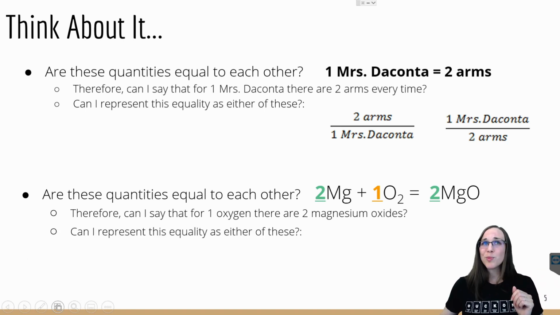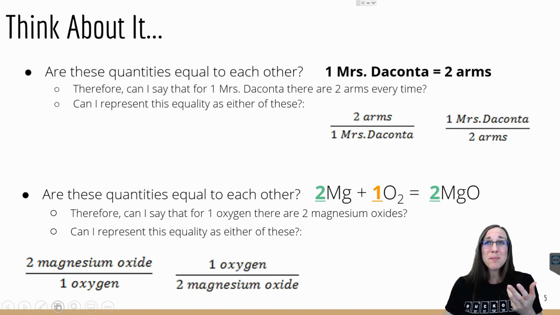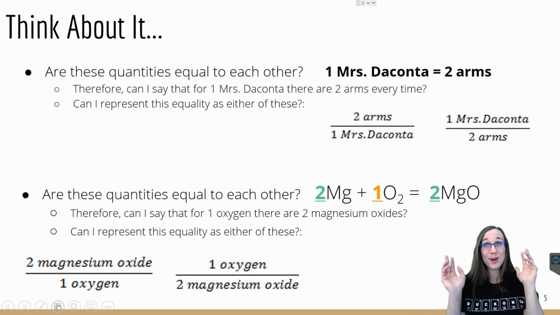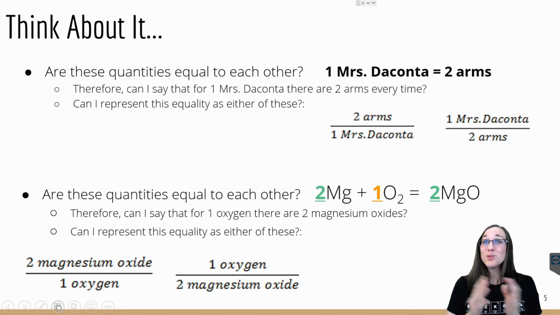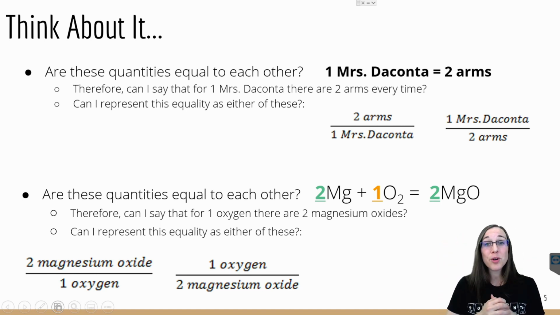So we could also represent that as a ratio. We could say 2 magnesium oxide is equivalent to 1 oxygen, just like 2 arms for 1 Mrs. Duckonta. Or we could flip that domino piece and it would still be the same thing. We could say 1 oxygen for 2 magnesium oxide, just like 1 Mrs. Duckonta, 2 arms, yet again, because those 2 sides of the reaction are equal to each other. Now that's what I mean by using the coefficient values from your balanced chemical equation for your mole ratios.